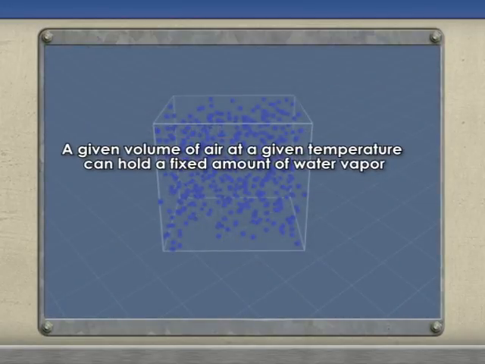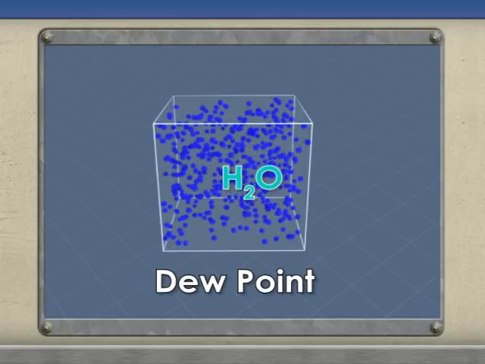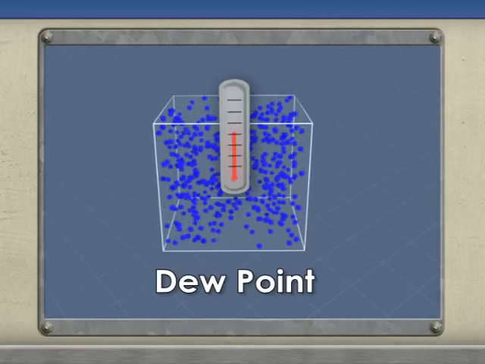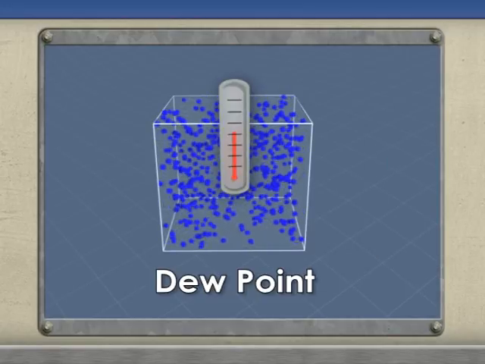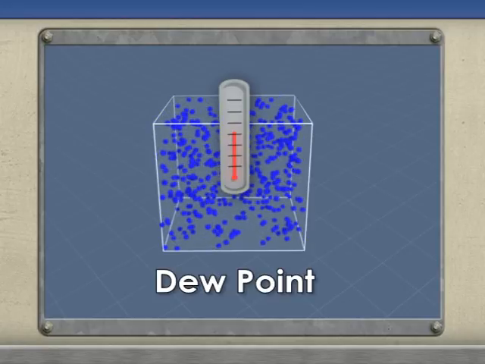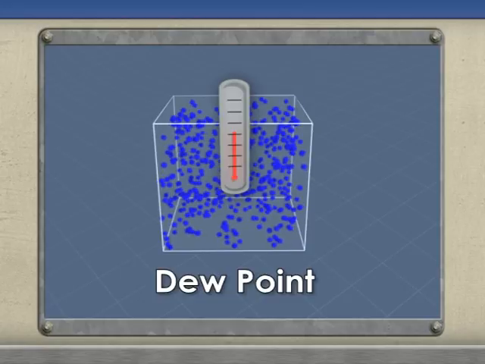A given volume of air at a given temperature can hold a fixed amount of water vapor. Dew point is one measure of the amount of water present in a volume of air. Dew point is the temperature at which the air becomes completely saturated with water vapor and liquid water starts to form and drop out of the air, or condense.